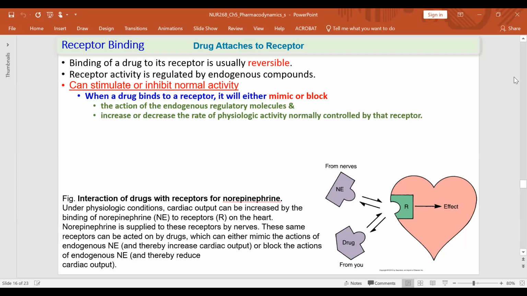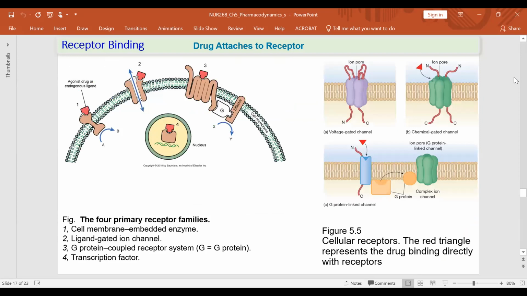But the drug, for this specific drug, norepinephrine, synthesized and manufactured to be administered, usually IV, will be given and it will result in increase in cardiac output because it has the same expected physiologic effect as if it was the endogenous intrinsic one. Four primary receptor families.